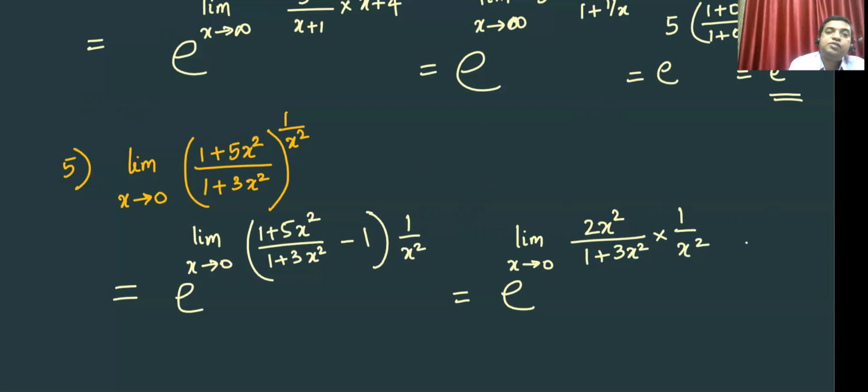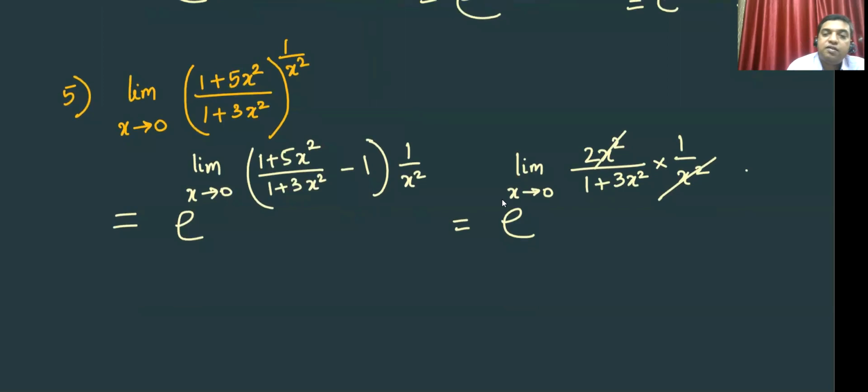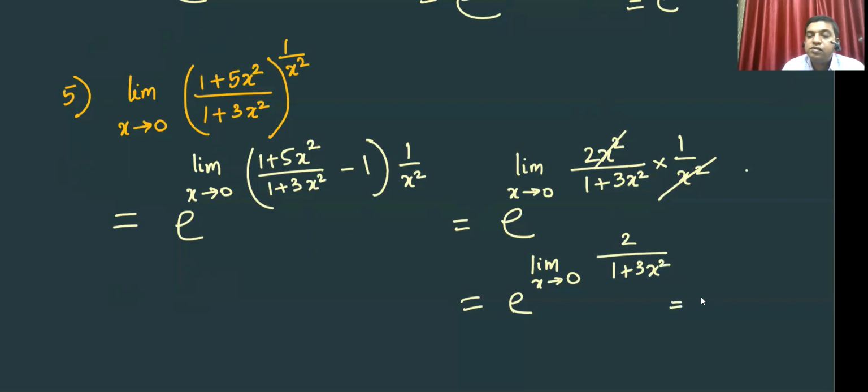Now x is tending to 0, so x square tends to 0. So x square and x square cancel. So we are left with e power limit x tends to 0, 2 upon 1 plus 3x square. This is e power 2 by 1 plus 0, which is e square 2. Okay, e power 2. That's the answer.